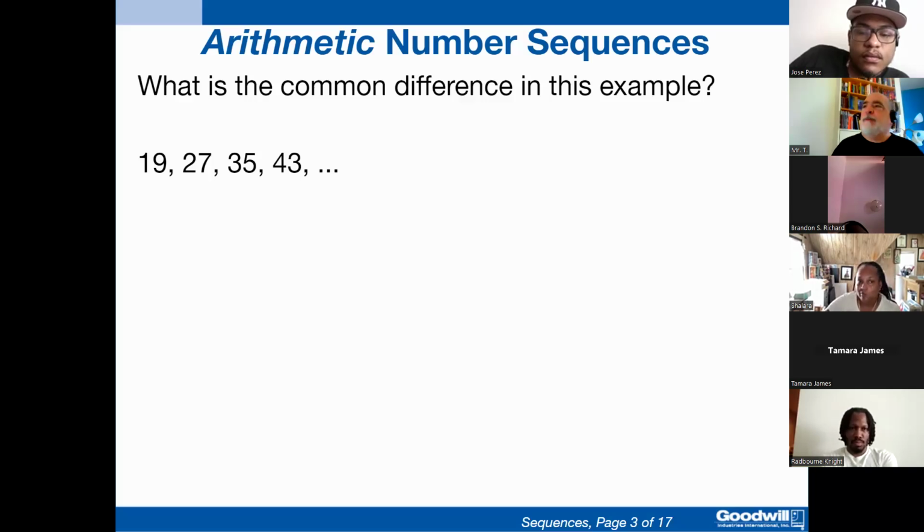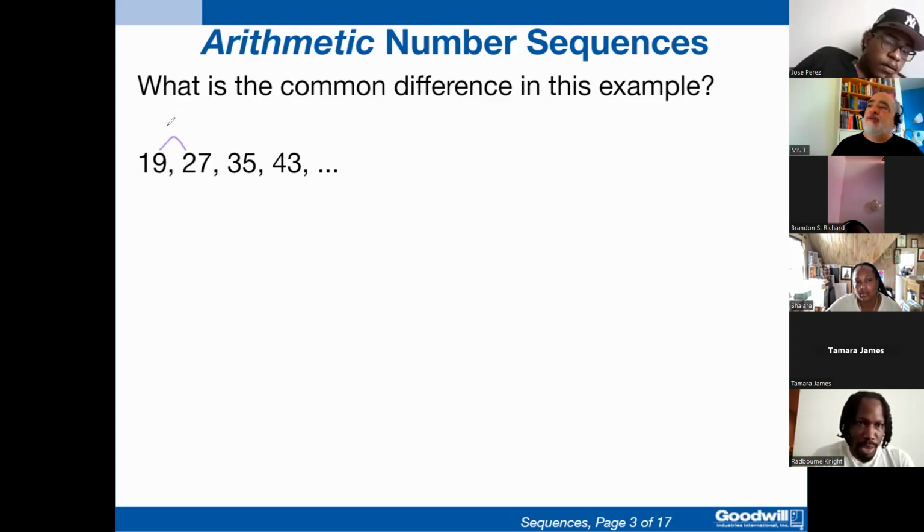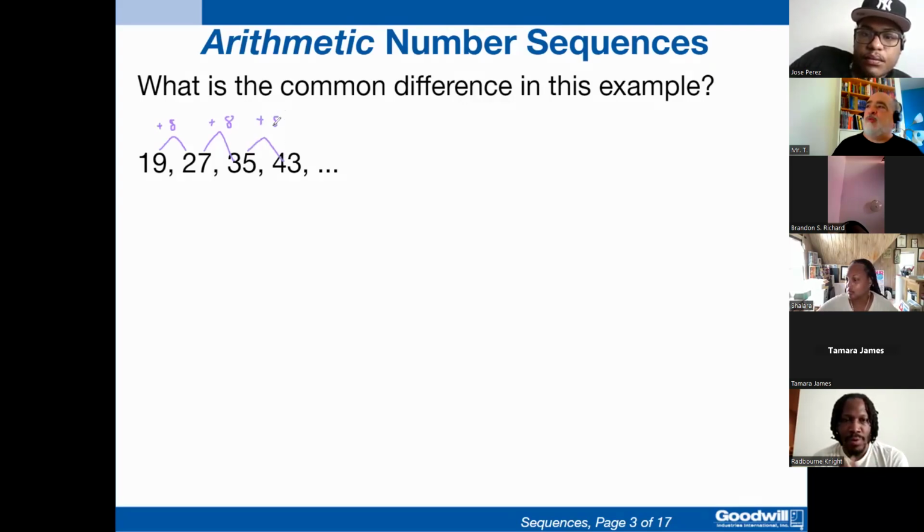Okay, Tamara, what is it? How do we get from 19 to 27? Are we adding or multiplying? Adding. Yeah, we're adding how much? 8. We're adding 8. And then again here, we're adding 8. So actually, this is an arithmetic sequence because we have a common difference and we're adding the same amount each time. So it's not geometric. We're not multiplying, we're adding, right?